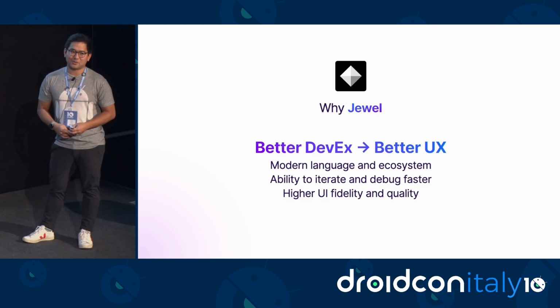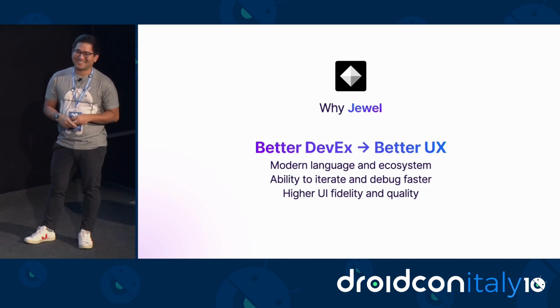And we think with Joule, it's because we have a modern language and ecosystem that we can work with, which in reality is very important for, one, hiring people, two, retaining people. Although we can hire some people here. We can hire some people here too, but yeah. It's a little harder to hire Swing developers.